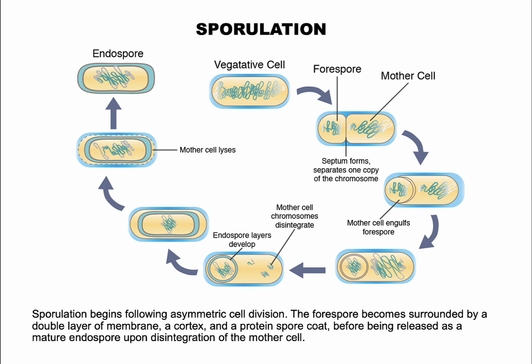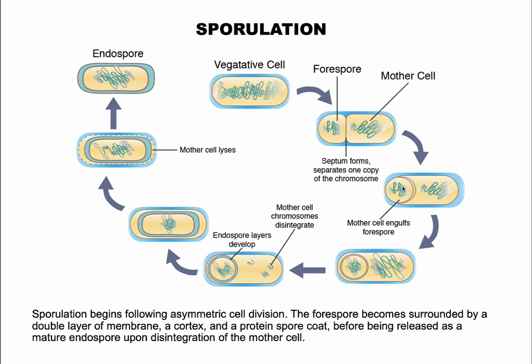Sporulation is the process through which a vegetative cell converts into an endospore. This typically occurs when nutrients are low or when environmental conditions are not suitable. It starts with the development of a septum within the vegetative bacterial cell. This septum divides the cell unevenly, creating a DNA-containing forespore that is distinct from the mother cell.